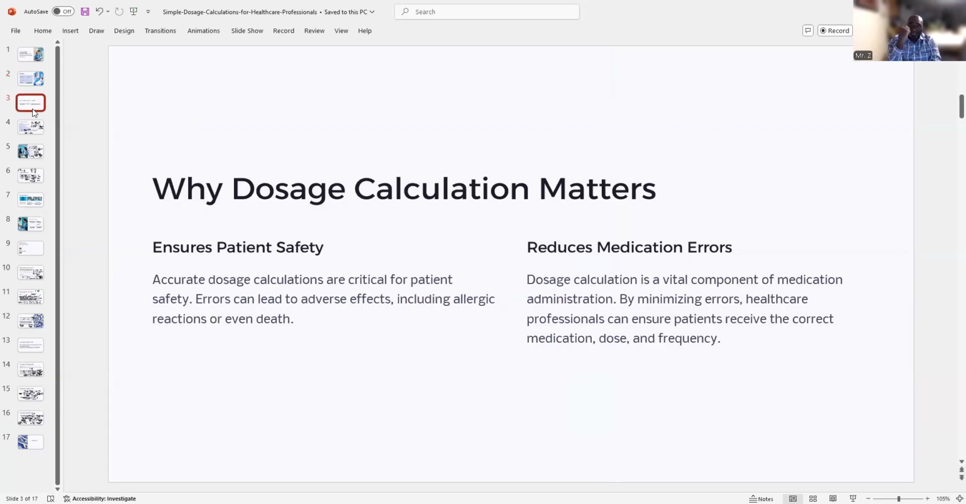Number one, patient safety. If the doctor prescribes Tylenol 325 milligram, and the only medication you have in your hand is 650, you have to know what you have to do.